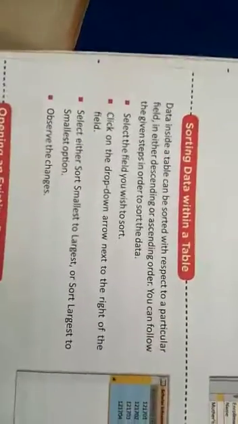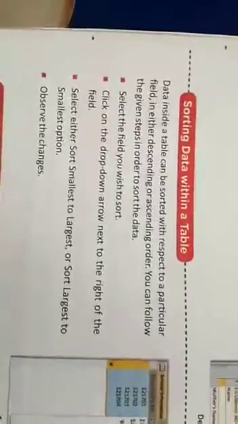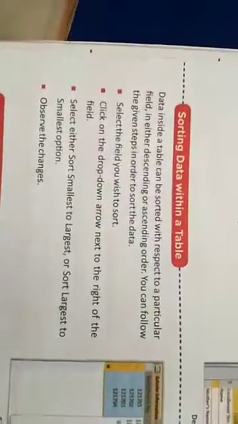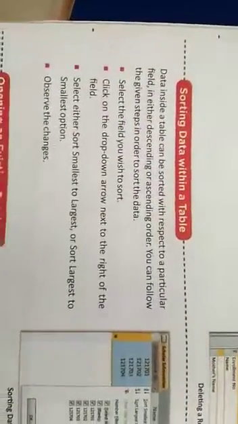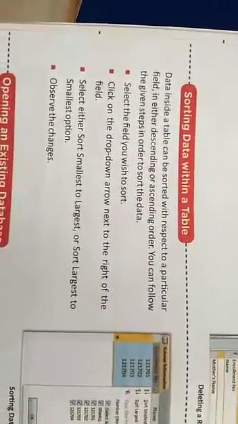Now, sorting data within a table. The data inside a table can be sorted with respect to a particular field in either descending or ascending order. What are the steps that we have to follow?